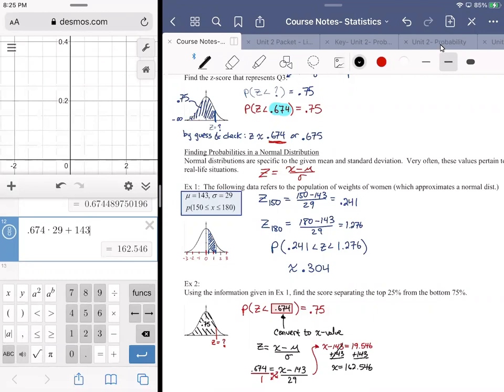So all that little soapboxing aside, we want to get to a point where we can look at this and say, all right, we don't want to do the algebra, but we want to learn from the fact that we had to do the algebra once. Maybe that'll help us with the Desmos. All right. So if you look at what we had here, and just looking at my Desmos calculator, 0.674 times 29 plus 143. That's what gave me this number.